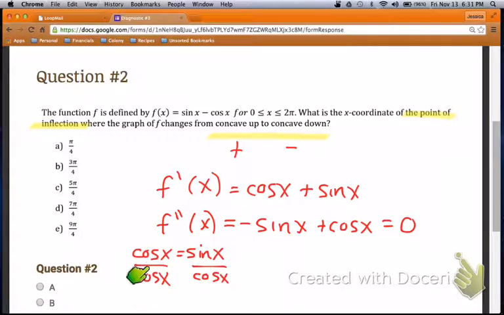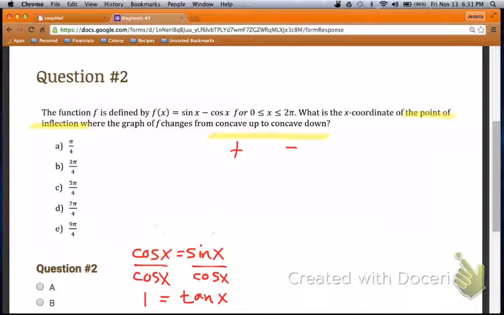And you'll notice that this side, cosine of x divided by cosine of x, is equal to 1. And this side, sine of x divided by cosine of x, is actually equal to tangent. So when you think to yourself, what value of x will make tangent x equal 1? We can think of this like taking the arctangent on both sides. So essentially x equals tangent inverse of 1.